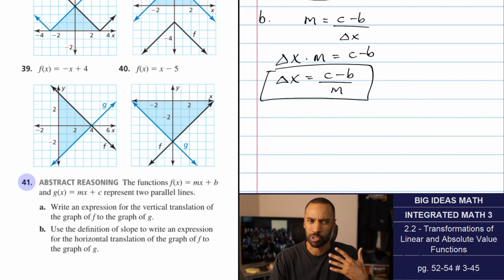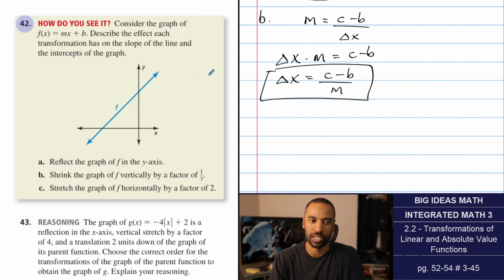I don't know if that's how they want to express it. They never said in terms of slope. They said use the definition of slope. So I'm going for it.